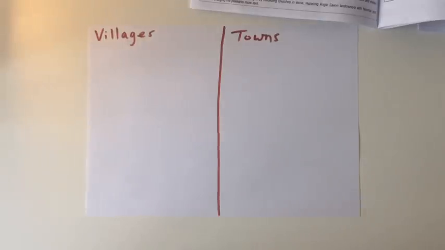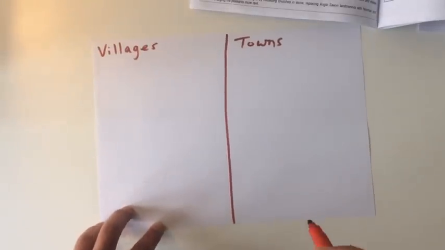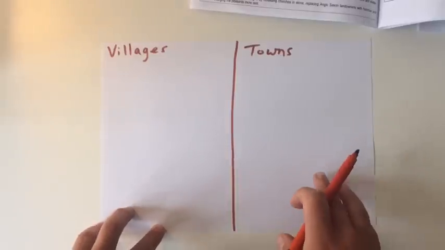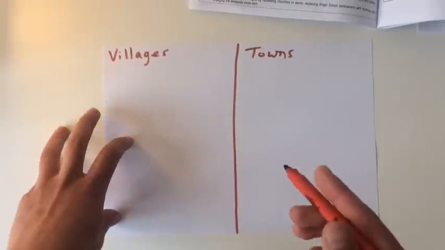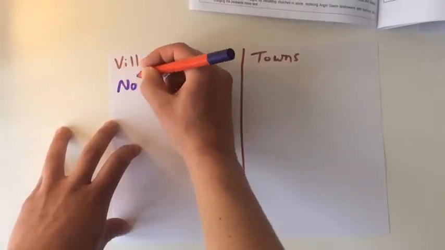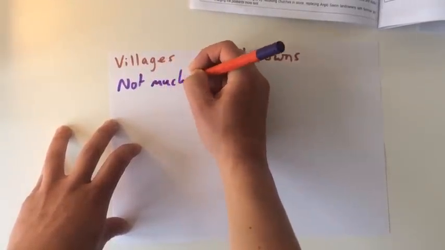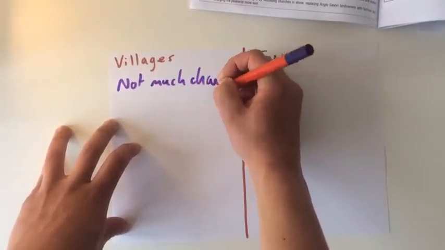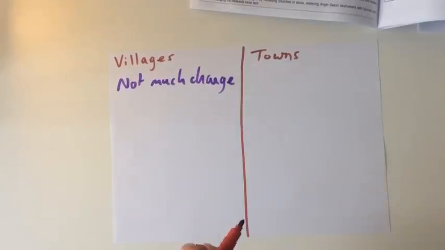The last thing we need to know about life in Norman England is what happens to villages and what happens to towns. Essentially, villages do not change much, and that's a really important point because we're always looking to say, right, well, what did the Normans change, what did they not change?